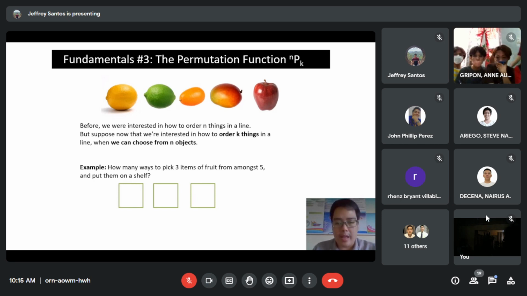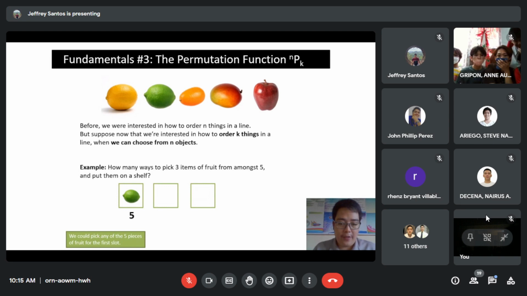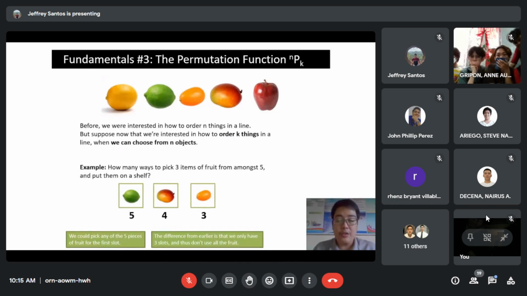For example, how many ways to pick 3 items of fruit from amongst 5 and put them on a shelf? Kanina yung example, di ba, 4 na prutas lang, and then titingnan mo lang yung possible combinations ng pagpili. But for this time, 3 lang ang pipiliin out of the 5 given fruits. So, paano natin siya isa-solve? Ayan. So, we could pick any of the 5 pieces of fruit for the first slot. Ganun pa rin naman. The difference from earlier is that we only have 3 slots. Thus, we don't use all the fruit.